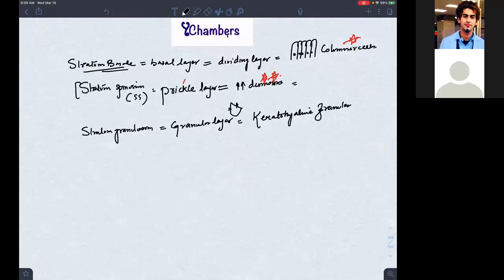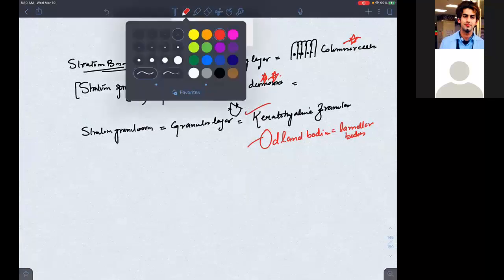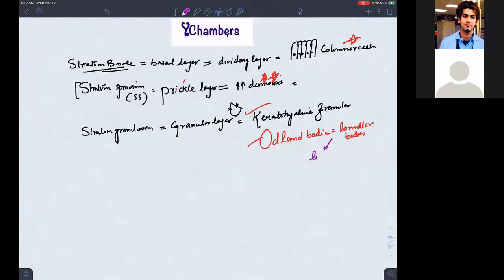And we see some bodies. Please use a red pen: Odland bodies. Odland bodies are found in this layer, or you can call them lamellar bodies. So you have keratohyaline granules and you have Odland bodies. What is the function of these Odland bodies? They produce lipids.